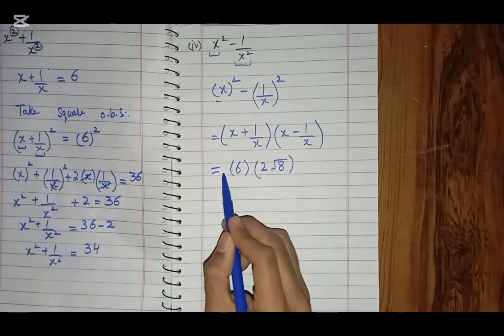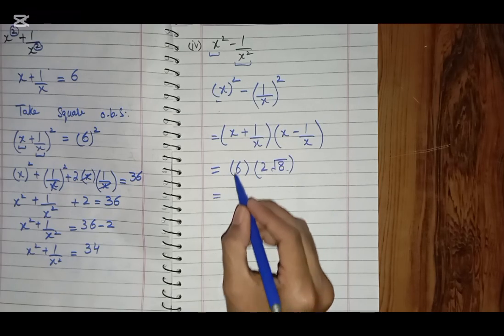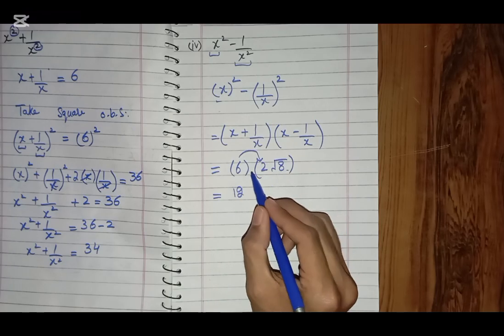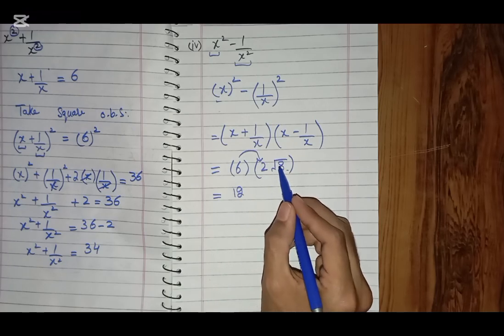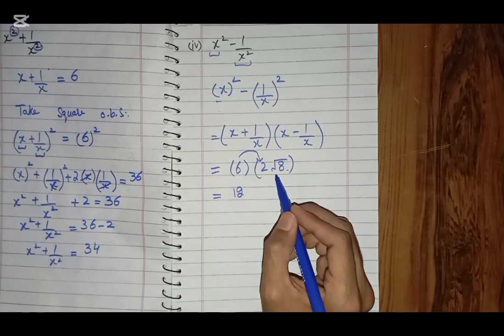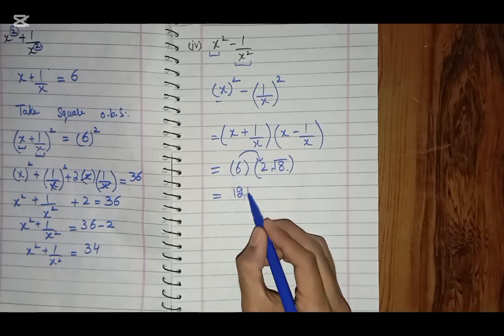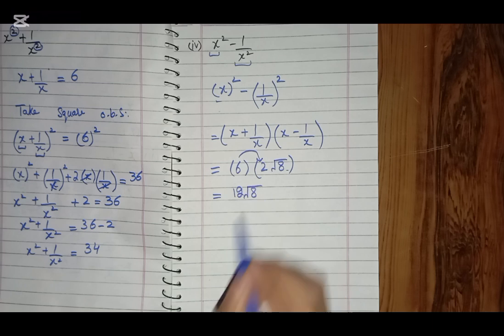You see these numbers are multiplying, so you simply multiply 6 with 2, so you get 12. Why don't we multiply 6 with square root 8? Basically this is in radical form, so you cannot multiply a simple number with a radical number. So the answer will be 12 into square root 8. This is your final answer.